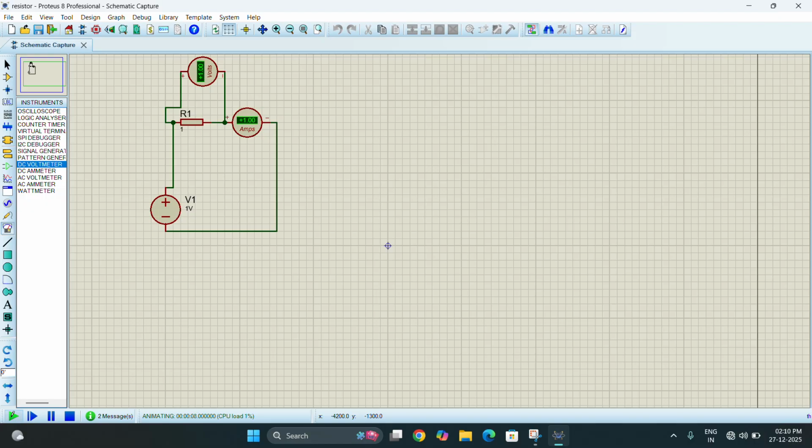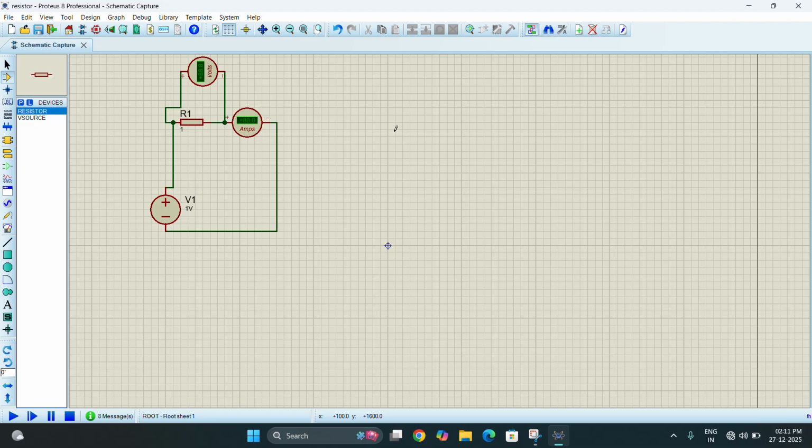Now let me bring in a combination of resistors. I will make one more circuit to make it more understandable. For whatever components you are taking, you have to go for the component mode. Now let me take two resistors and tell you how the combination is going to work. The first combination I am going to cover is series.